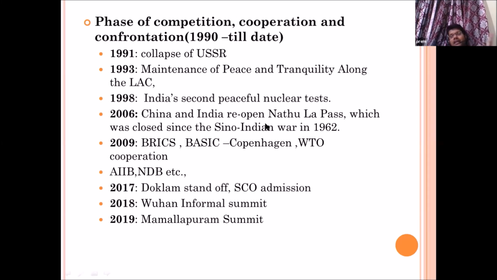That is because in 1998 Atal Bihari Vajpayee, you all know, conducted a second nuclear test, a successful nuclear test. From then India became a nuclear power. So immediately obviously what China did, China criticized this step in 1998.